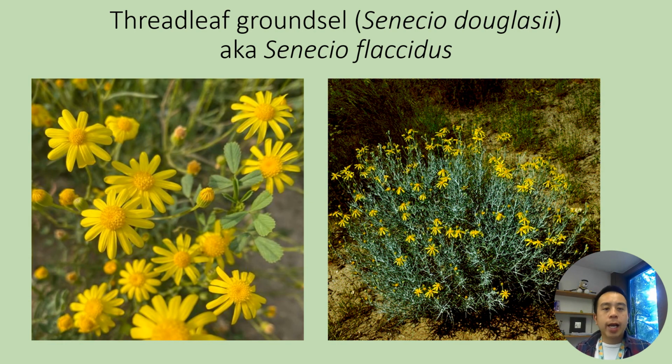So first up, we have threadleaf groundsel, also known as Senecio douglasii. It's now been renamed as Senecio flaccidus. Oftentimes, we're renaming plants that have epithets named after people. And so now this is also known as Senecio flaccidus.